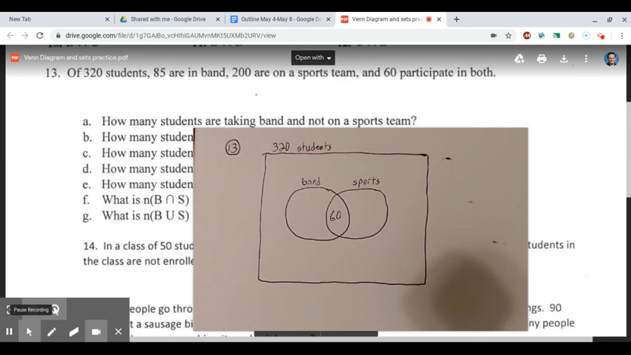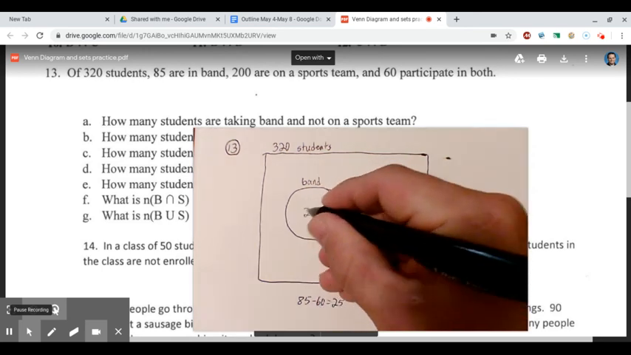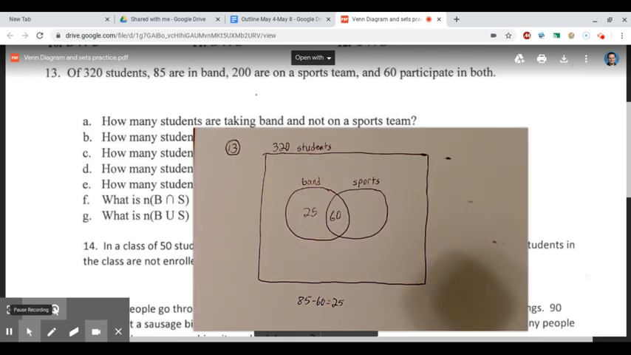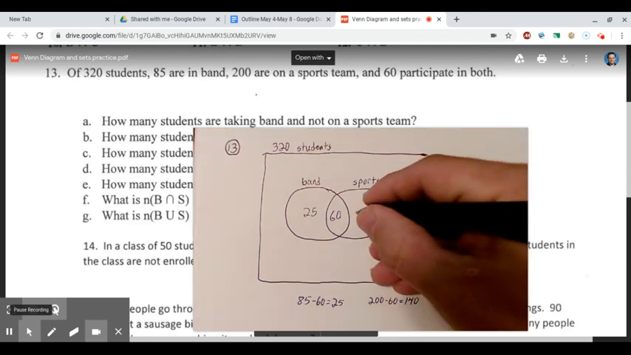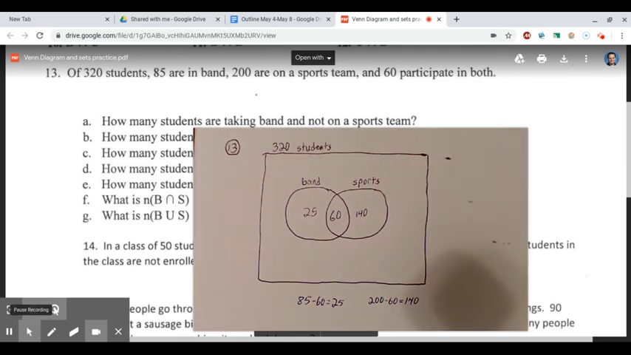So since 85 students participate in band, I'm going to do 85 minus 60, and that's going to be 25 students who solely participate in band and do not involve themselves with sports team. Now, for the 200 that are on a sports team, I'm going to subtract away 60 that participate in both, and know that 140 students of the 320 participate only on sports teams and don't include themselves in band.